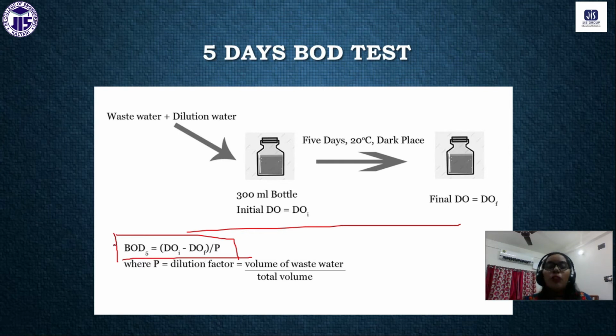Now look, one more parameter, P, will be incorporated here. Why? Because we have to keep in mind that we have diluted our wastewater sample. Understand? So that is why P is called the dilution factor. So this P is incorporated in the equation, where P equals volume of wastewater divided by total volume. This is the whole equation. This equation is very important because there are so many numericals you can have in your exam based on this equation. Understand?